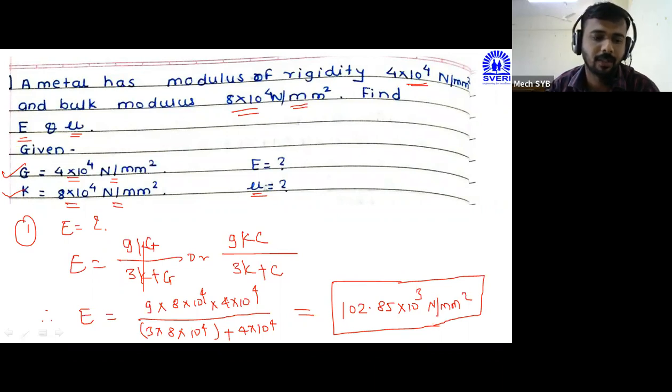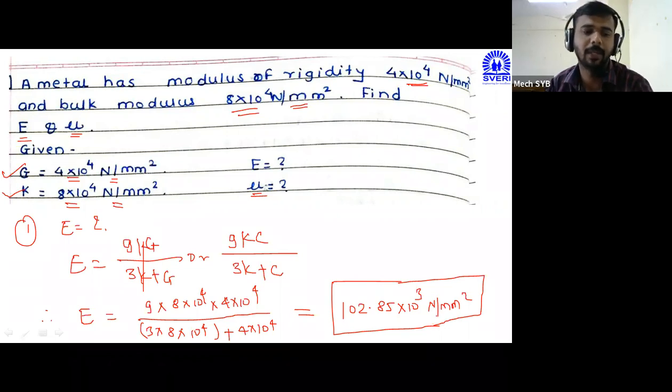Everyone, please check your answer. Send your answers. Very simple. 102.85 into 10 raised to 3 Newton per mm square. Direct relation we are having in all elastic constants. All the elastic constants have one relation in which there is no mu parameter.